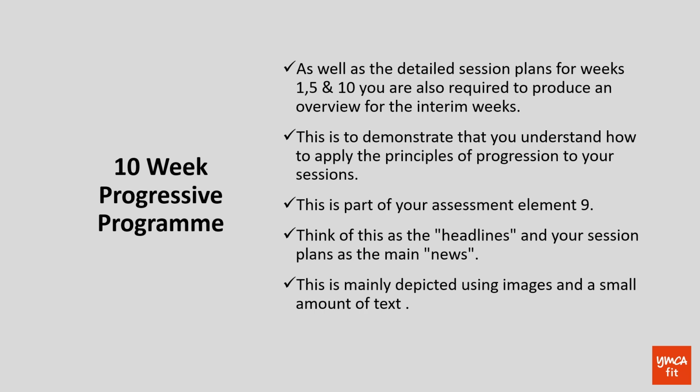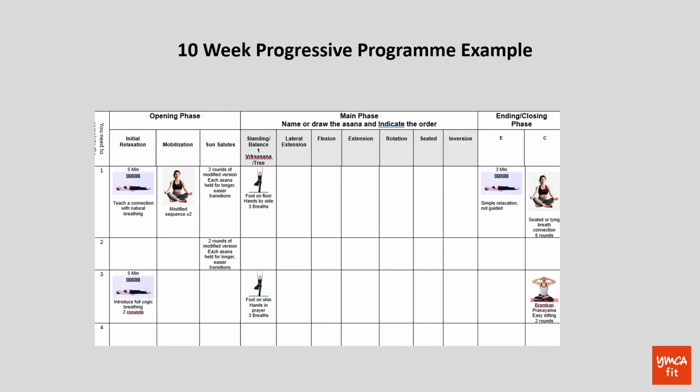So all those interim weeks, the weeks 2, 3, 4, and the weeks between 5 and 10, to get this real overview of how the session is progressed. And this is mainly depicted using images and a small amount of text to explain what the image is. Over the next 2 slides, you'll see a partially completed 10-week progressive programme example.